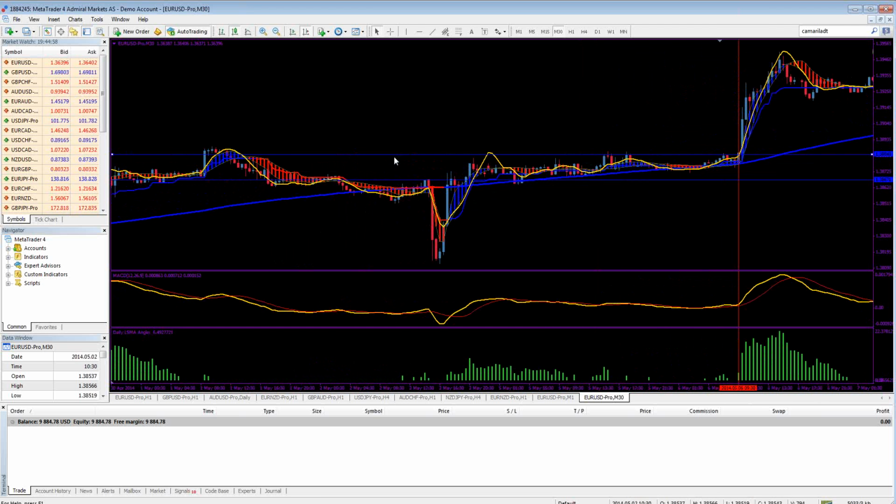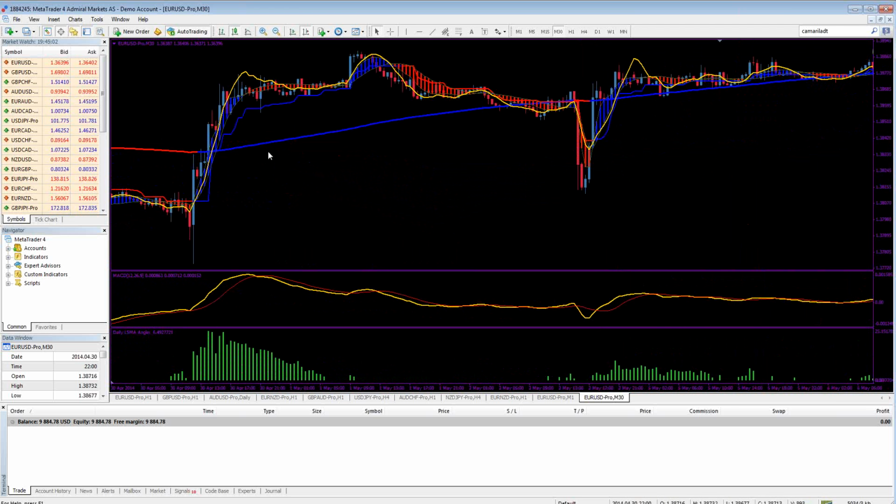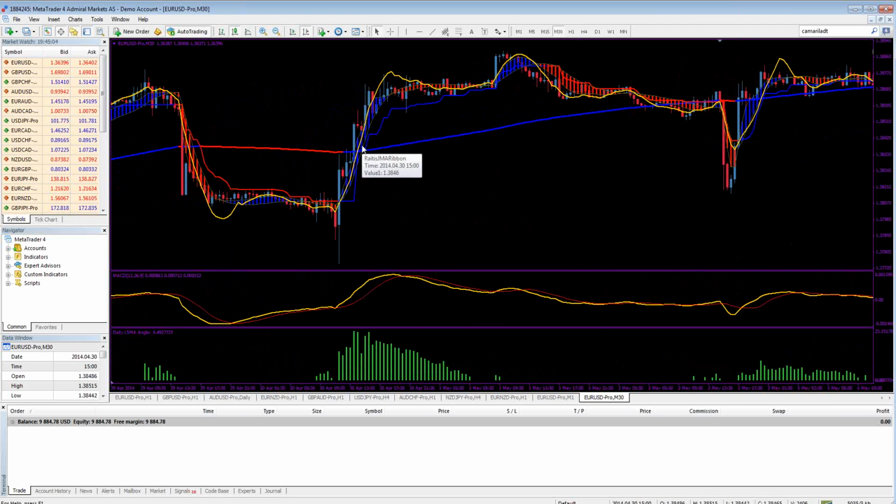Okay, so that is a good example of how to watch the system. This, I would never trade it here because it's too high. It's too high to go long.